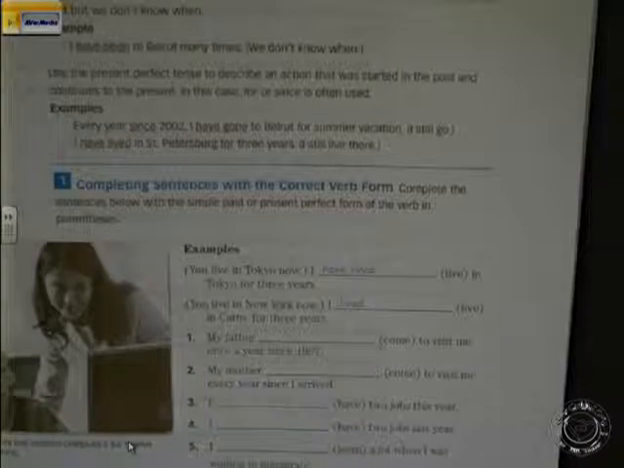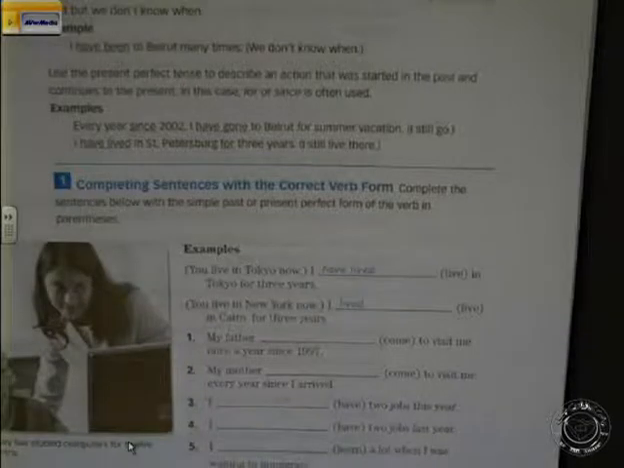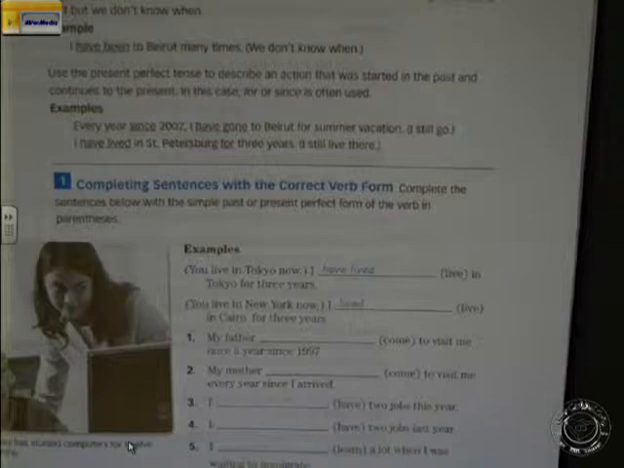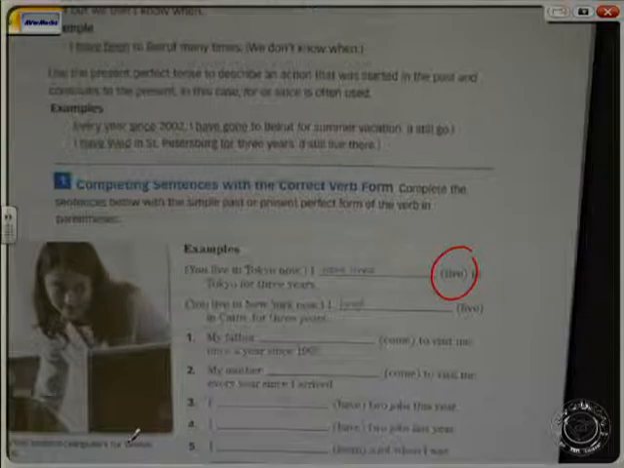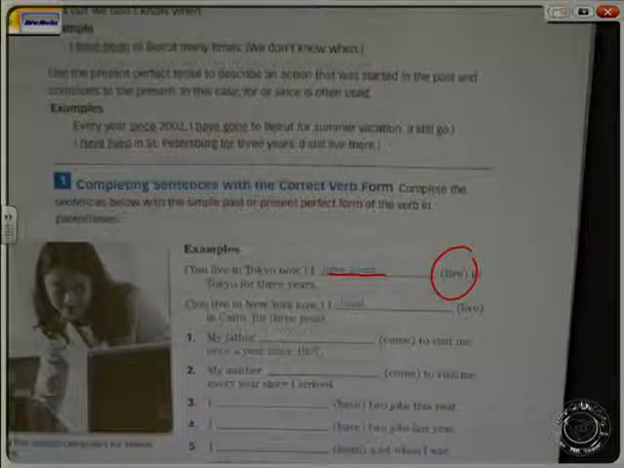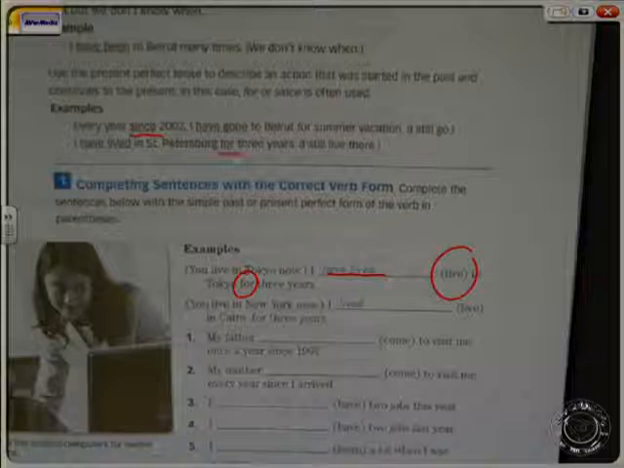So this is your situation. You live in Tokyo now. This is your current state. You live in Tokyo right now. What do you say? The verb you have to use is live. So you say, I have lived in Tokyo for 3 years. Notice that he used for in this sentence. So as we explained up here, remember that we used since and for.